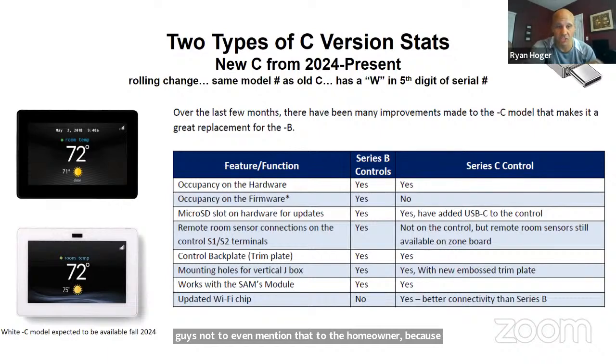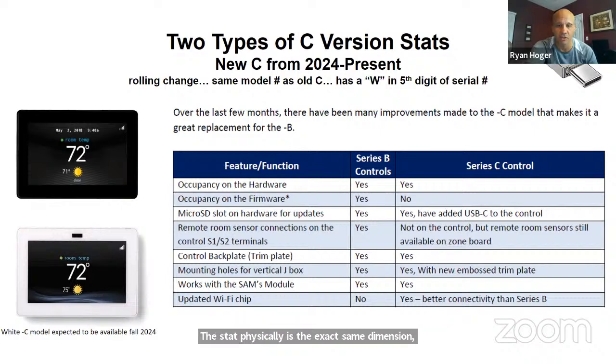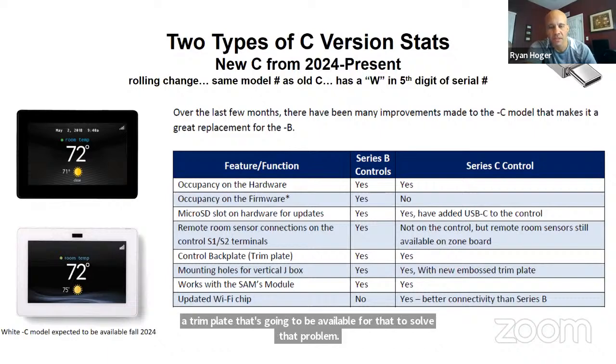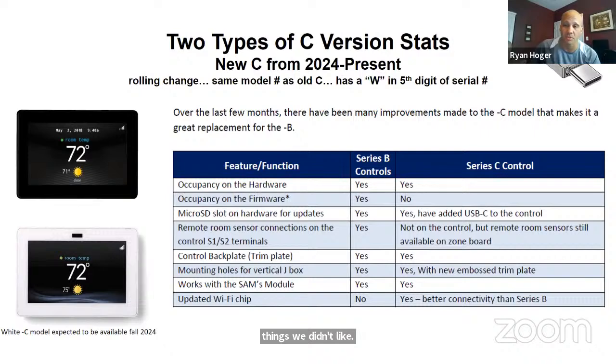The stat is physically the exact same dimension, so you still have the problem with it not fitting on a vertical junction box, although there is supposed to be a trim plate available to solve that problem, kind of like they've done with Ecobee stats over time. And it does work with the SAM modules now, if you happen to be someone who's utilizing that. So there are some improvements. We are stocking this one now, partially because they made the improvements to fix the things we didn't like, but in reality, it's because they stopped making the B one. Otherwise, we'd probably just keep using the B.